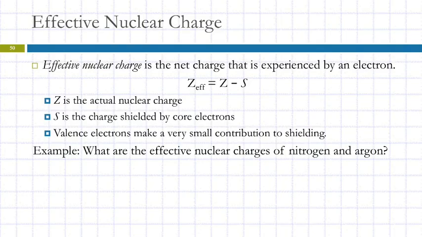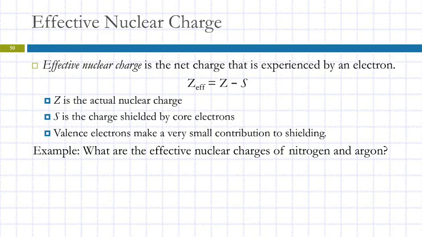So, effective nuclear charge: this is not exact, but it's a good estimate. It's the atomic number, the number of protons, minus the number of core electrons, because the core electrons shield the nucleus. Valence electrons shield a little bit, but because they're all in that same level, it's not really worth talking about. So what are the effective nuclear charges of nitrogen and argon?